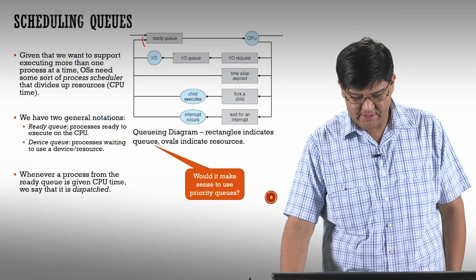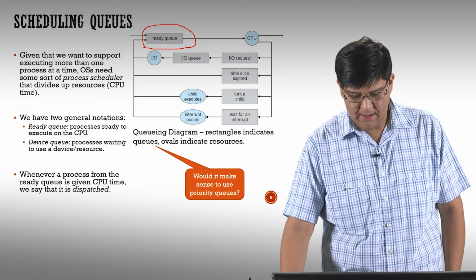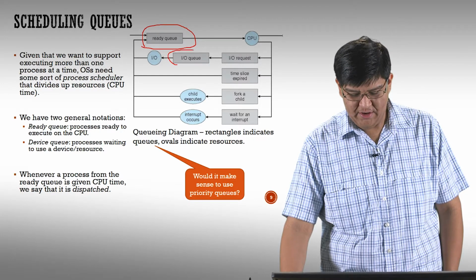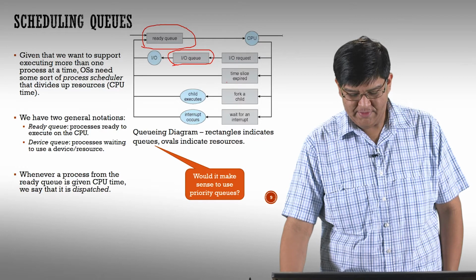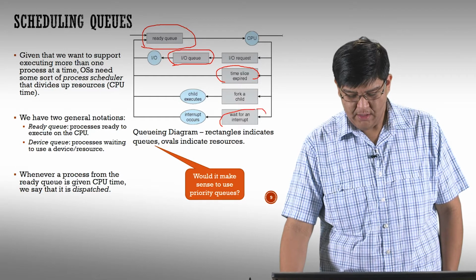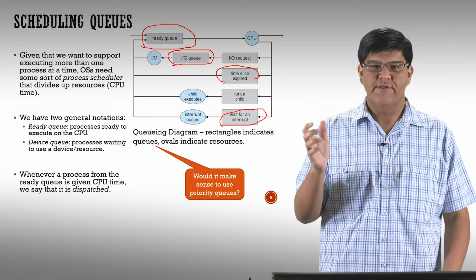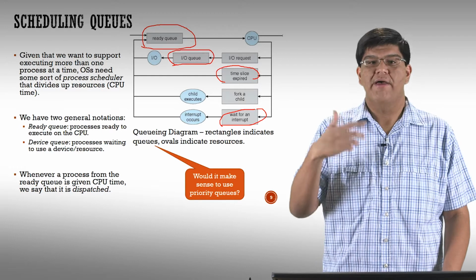I have over here, for example, this thing called a ready queue. I also have my other queues over here: I have something called an IO queue, time slice queue, fork queue. I have all these different queues going on. What that's saying is each of those is a little pool of resources, or a pool of processes, that need to do something.